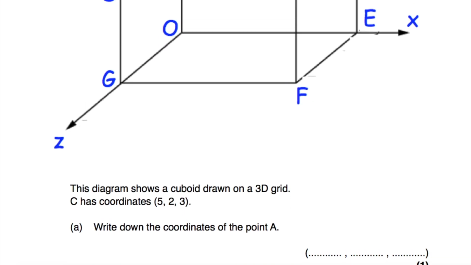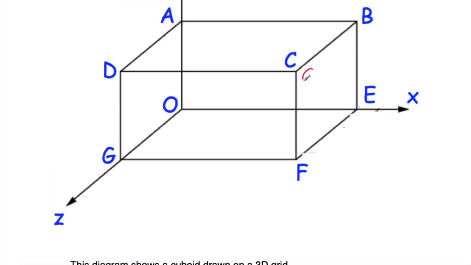And we're told the coordinates of point C, so this point here, are 5, 2, 3. And remember, they come in the form x, y, and z. So we've got our x coordinate, our y coordinate, and our z coordinate. So at this point here, we'll be going 5 in the x-axis direction, 2 up in the y-axis direction, and then 3 forward in the z-axis direction, and that's the coordinates of the point C.